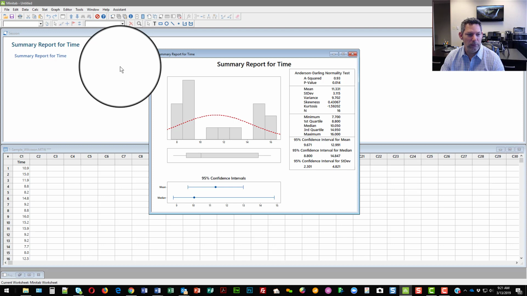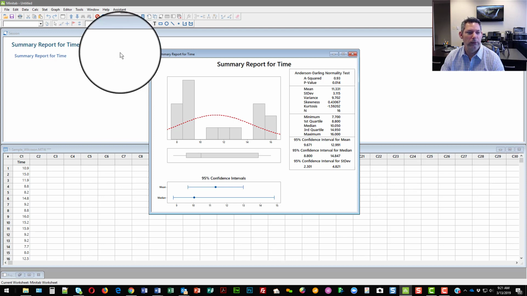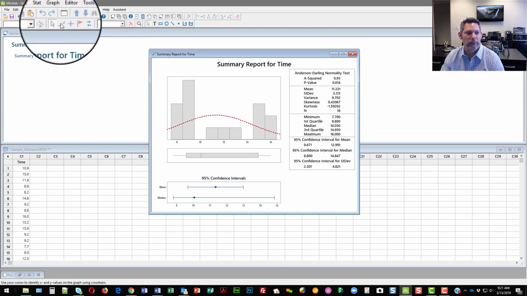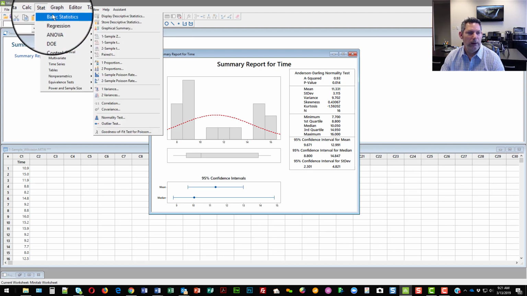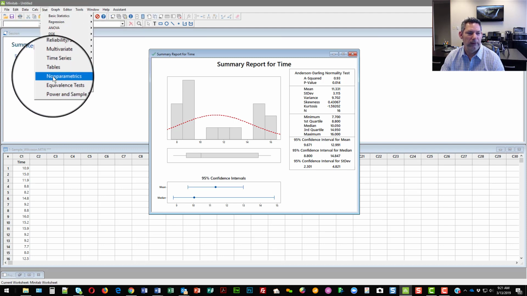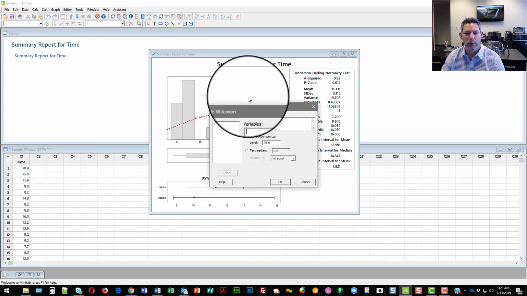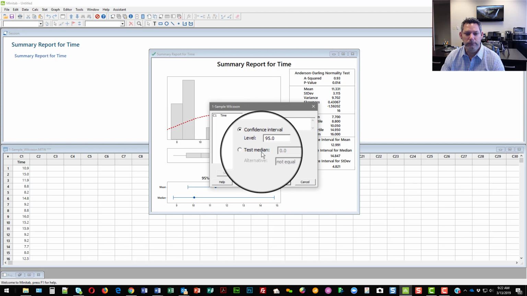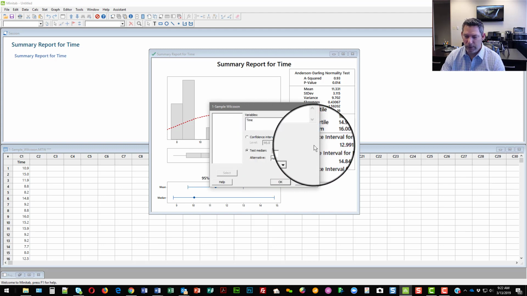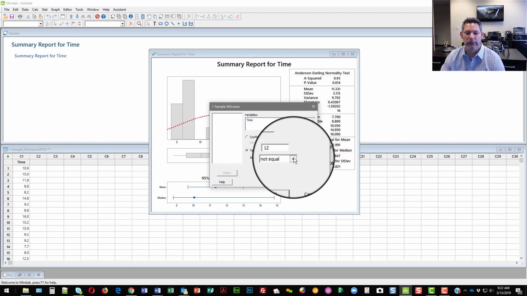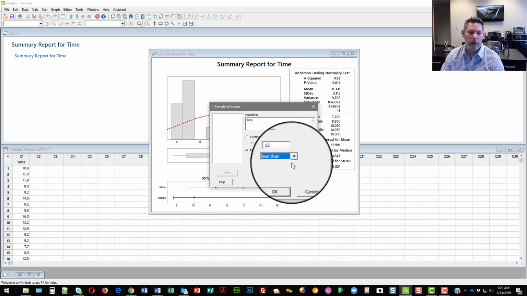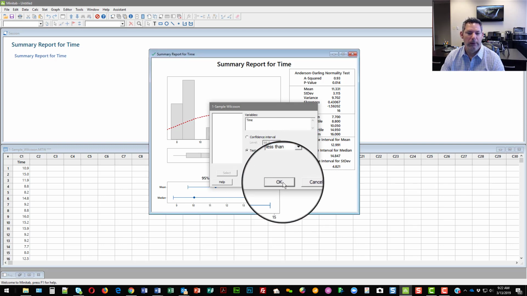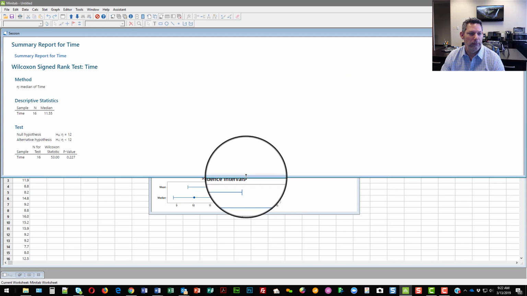In this situation, we are showing you how to use the one sample Wilcoxon test, and therefore that's what we're going to do. We're going to go to Stat, Nonparametrics, One Sample Wilcoxon. We're going to put time in our variables. We're testing against a median of 12, and the question was, is it less than 12 minutes? So our alternative hypothesis here is going to be less than 12. I'm going to click OK and take a look at our results here.